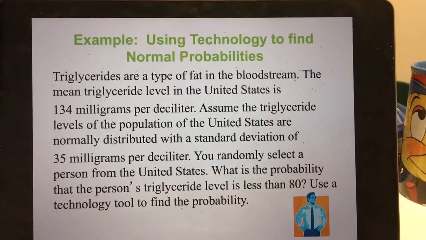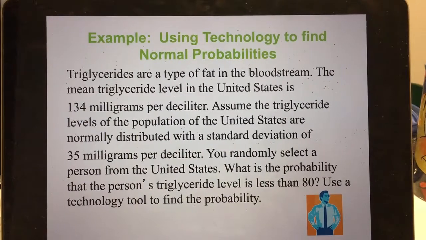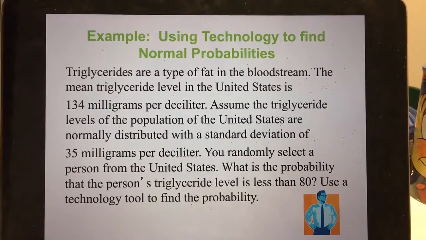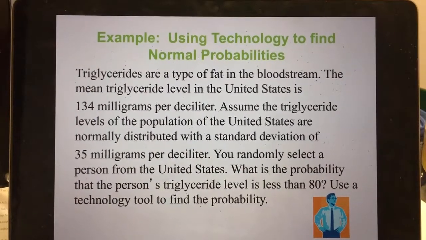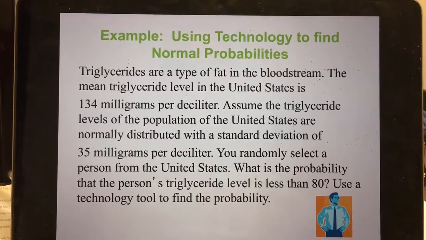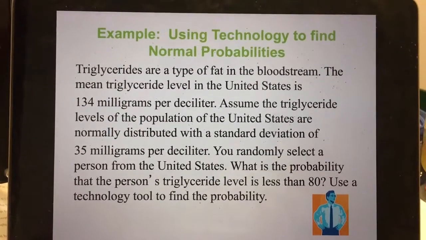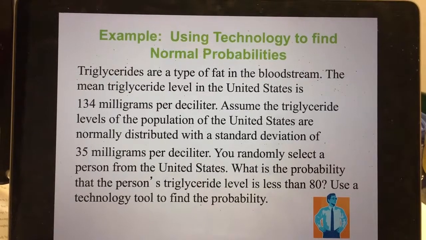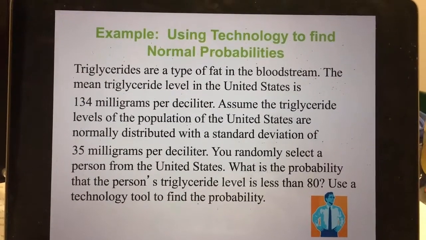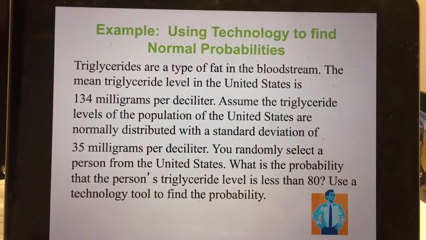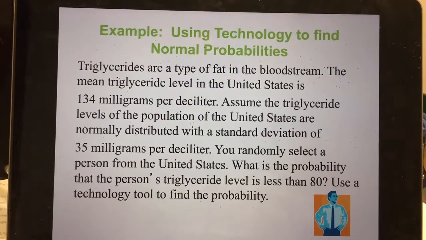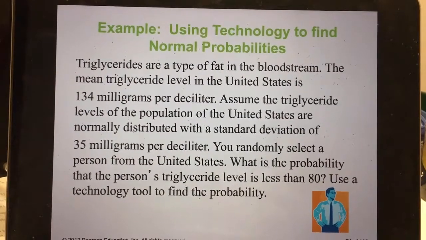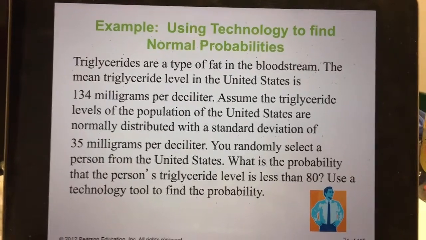So we're starting back with the triglyceride problem. Here we have more about how to use technology to do these problems. Triglycerides are a type of fat in the bloodstream. The mean triglyceride level in the United States is 134 milligrams per deciliter. Assume the triglyceride levels of the population in the United States are normally distributed with a standard deviation of 35 milligrams per deciliter. You randomly select a person from the United States. What is the probability that the person's triglyceride level is less than 80? Use a technology tool to find the probability.